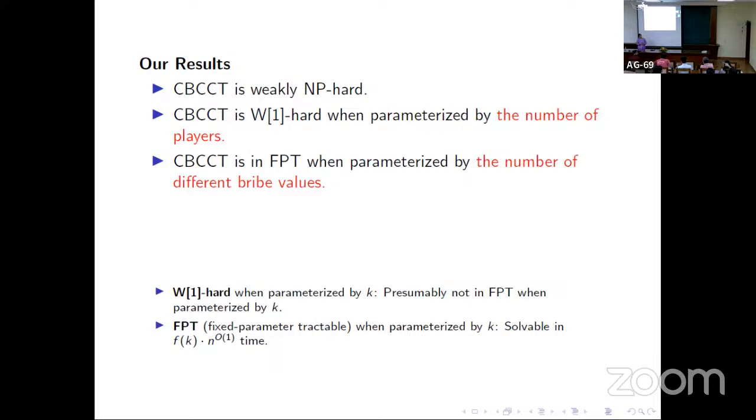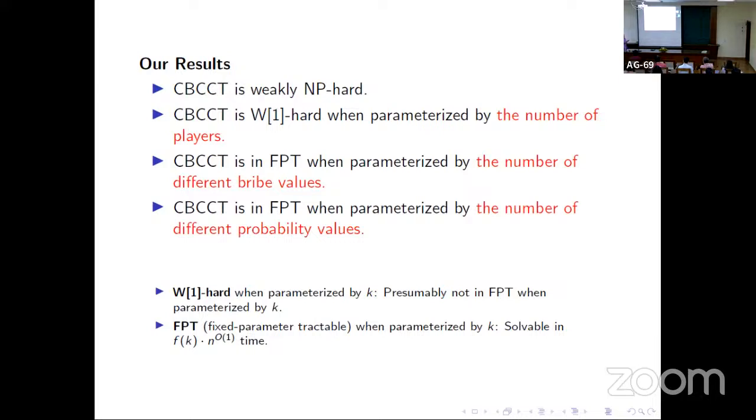Okay, so in this case, you no longer have the appropriate base, right? So now the new parameter is the bribe. These parameters are not dependent on each other. It may happen that the number of players is more, but the distinct bribe values are less, so this is distinct, not the number of bribes. And it may happen that players are few, but they offer many bribes. And next, when we consider the parameter to be the number of distinct probability values, then we also prove that this problem is fixed parameter tractable.